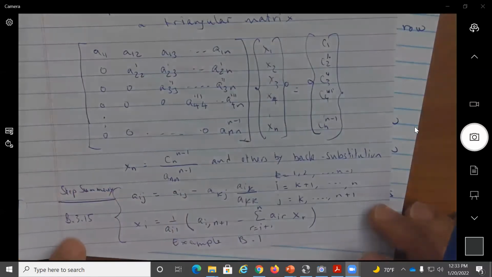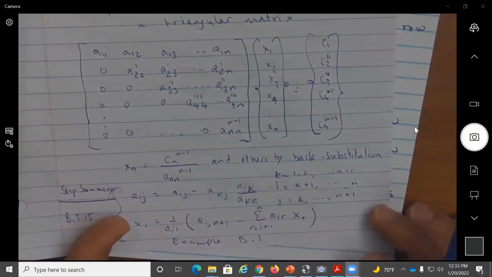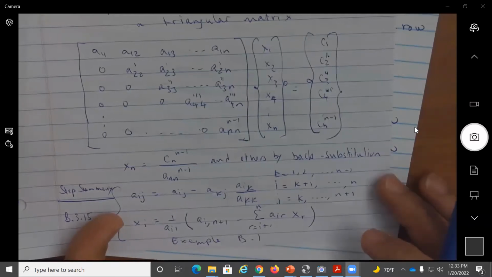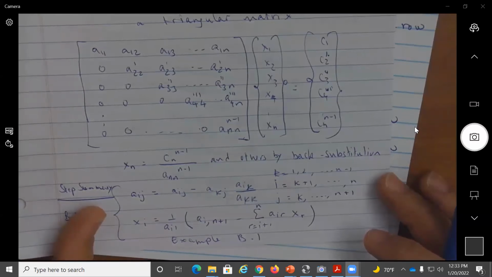In your textbook, equation 315 explains this process in index form, which is really well suited for a computer program, right? So when we have these loops, we can easily do it. There is Gaussian elimination, and there are other elimination methods like Gauss-Jordan and the Cholesky methods.